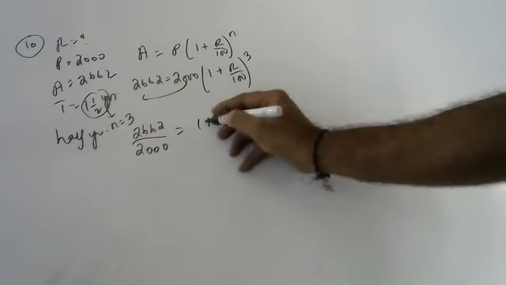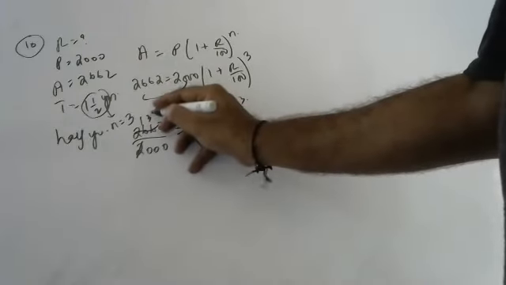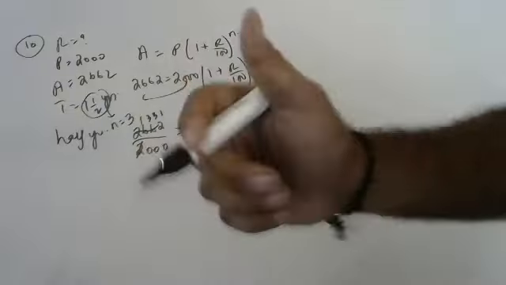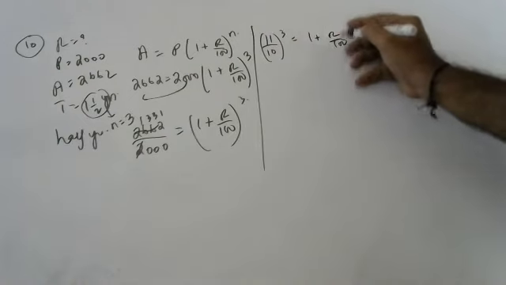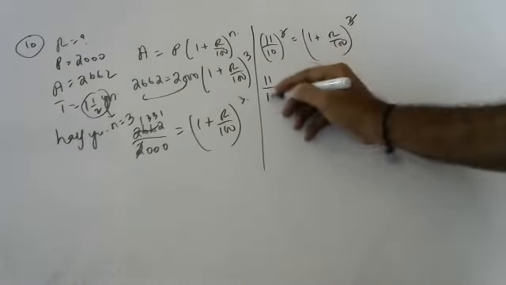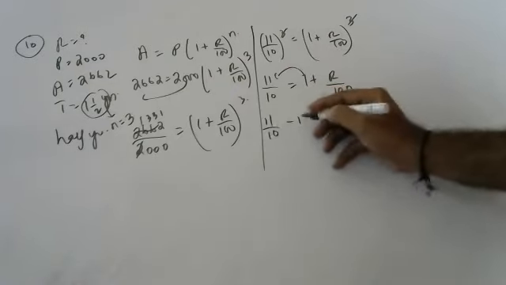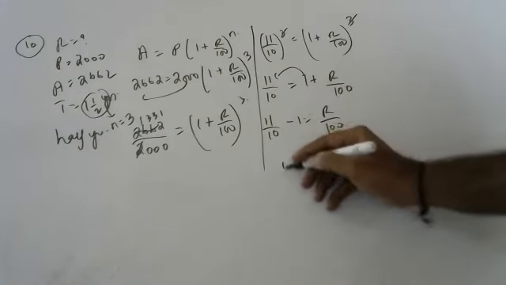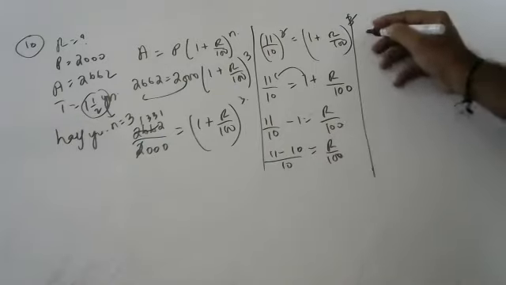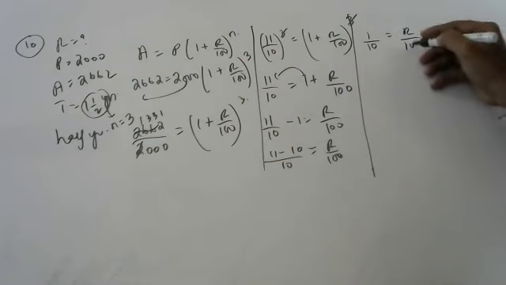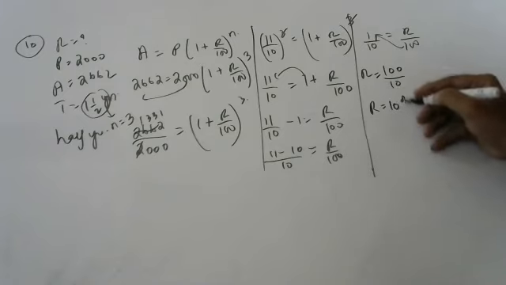So 2662 by 2000 is equal to 1 plus R by 100 whole to the power of 3. That is 1331 by 1000. 1331 is whose cube? 11. So 11 by 10 whole cube is equal to 1 plus R by 100 whole cube. Cubes cancel. 11 by 10 is equal to 1 plus R by 100. 11 by 10 minus 1 is equal to R by 100. 10 is the LCM, so 1 by 10 is equal to R by 100. So the rate of interest is 10%.